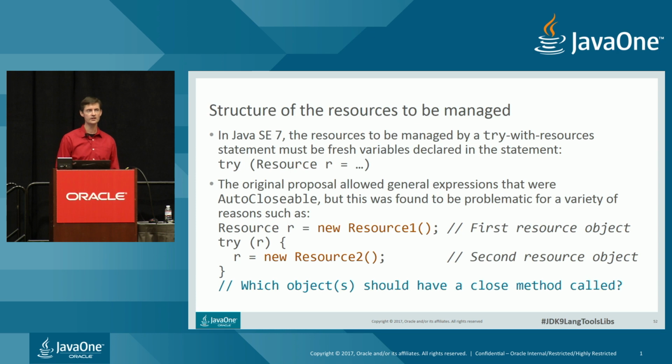So in JDK 7, the resource being managed had to be a fresh variable associated with the try-with-resources statement.